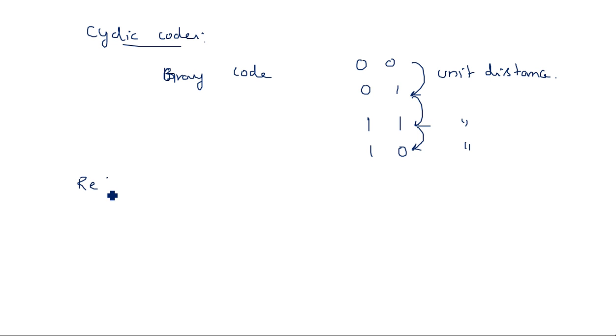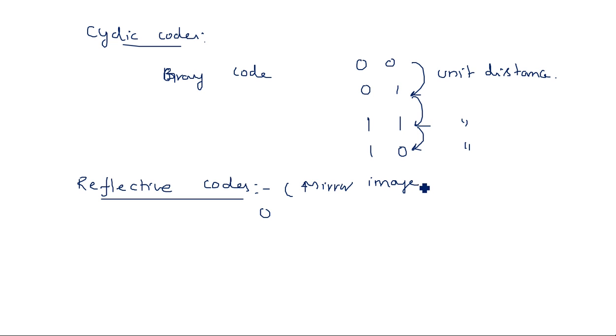Next one is reflective codes. Reflective codes are mirror imaging codes. We can also call this mirror image codes. See, first you need to take 0 and 1. Listen carefully. 0 and 1. Again this will be converted into 1 0. We are taking a mirror and this is the mirror image of the given number.